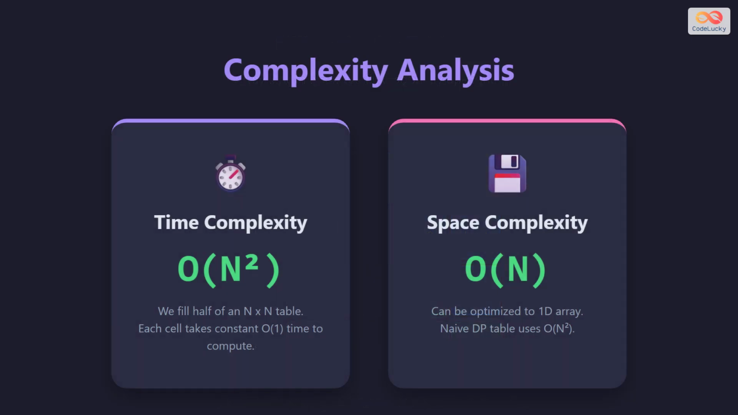Let's talk performance. The time complexity is O(n²), because we are filling roughly half of an n by n table, and each cell takes constant time. The space complexity is also O(n²) for the table, though this can be optimized to O(n) since we only need the previous diagonal to calculate the current one.